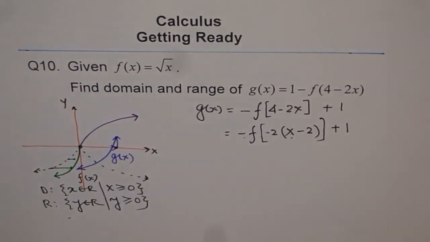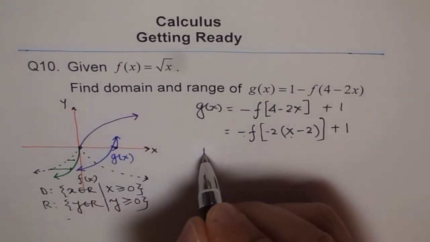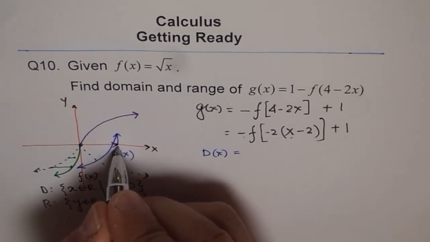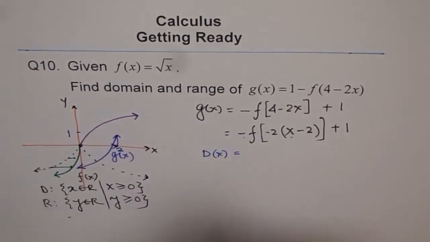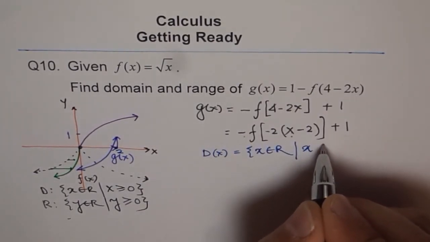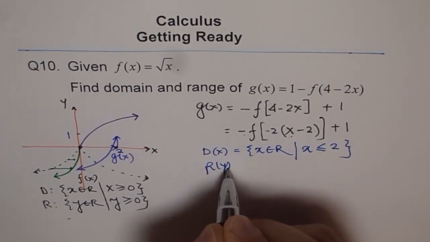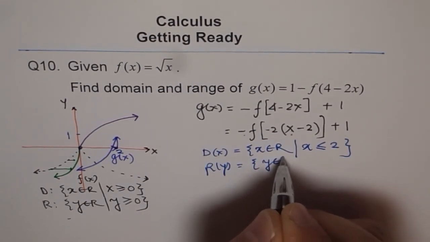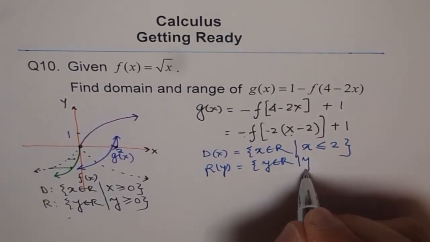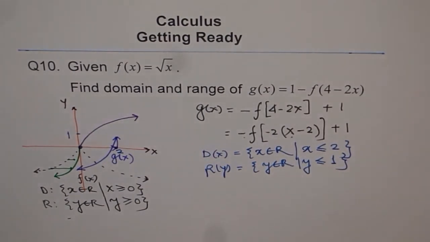So from the graph you can provide the answer, and the answer is that the domain is equal to, so this point was 2 for us and this is 1 for us. So the domain is x belongs to real numbers where x is less than or equal to 2, correct? And the range, let's say y, is y belongs to real numbers so that y is less than or equal to 1, correct? y is less than or equal to 1. So that is how you get the transformation.